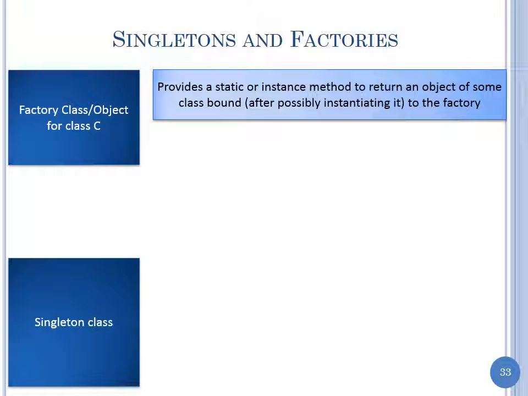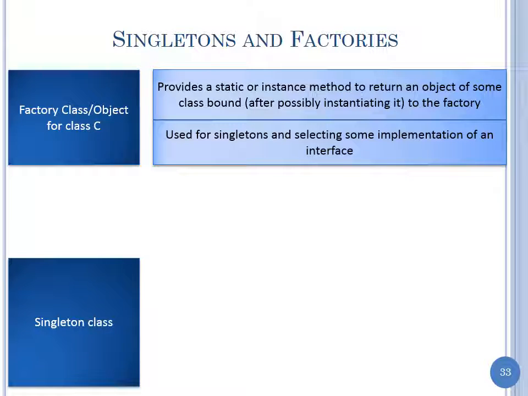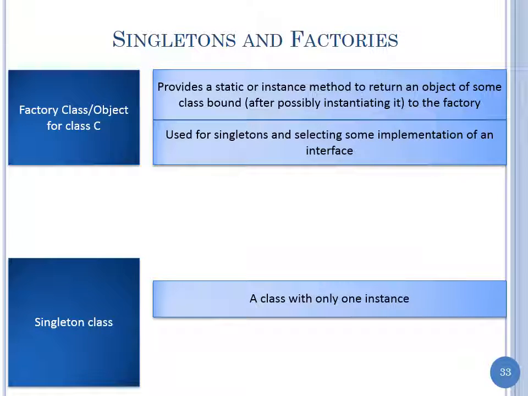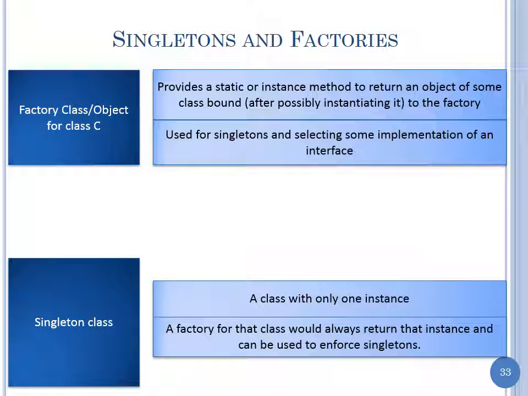So a factory provides a static or instance method to return an object of some class, possibly after instantiating the object. It's particularly used for singletons, where you want to make sure there's only one instance of the class. So you make sure nobody does a new. The only thing that does a new is the factory, and it can do only one new, or it can choose which new to do. And a singleton is just a class with only one instance.